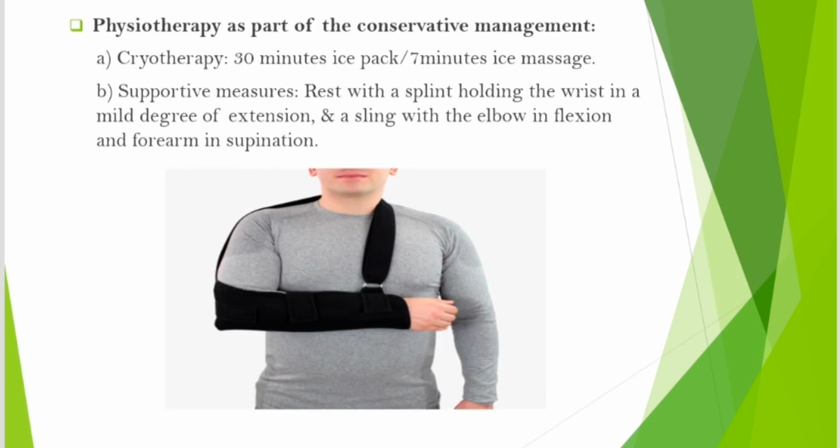Now physiotherapy as part of the conservative management. Cryotherapy: ice pack is given for 30 minutes and ice massage is given for 7 minutes. Next, supportive measures. Rest with a splint holding the wrist in a mild degree of extension and a sling with the elbow in flexion and forearm in supination. Below in the picture, the patient's elbow is in flexed position and forearm in supination or in mid supination and the wrist in a mild degree of extension.